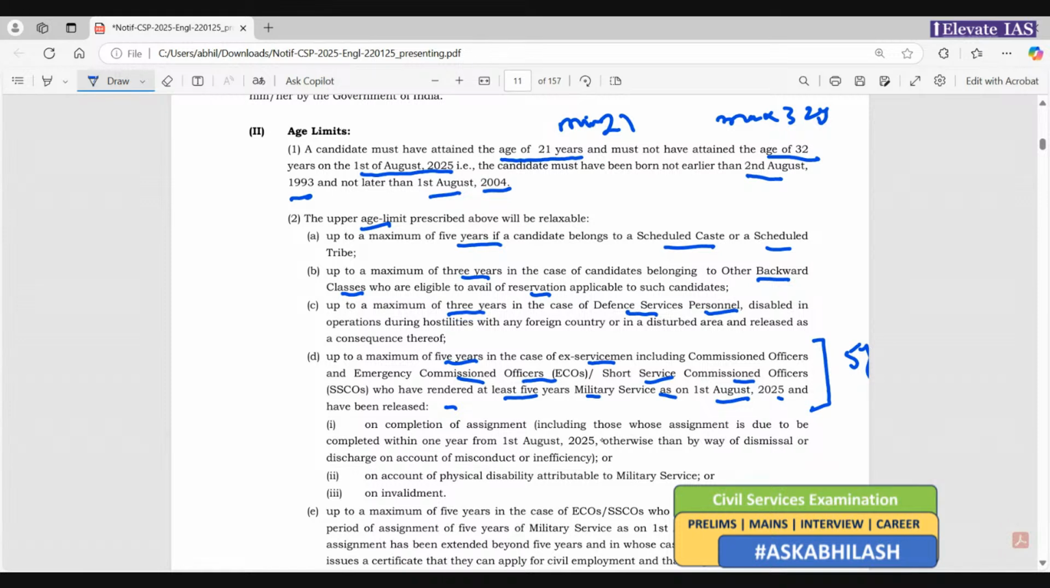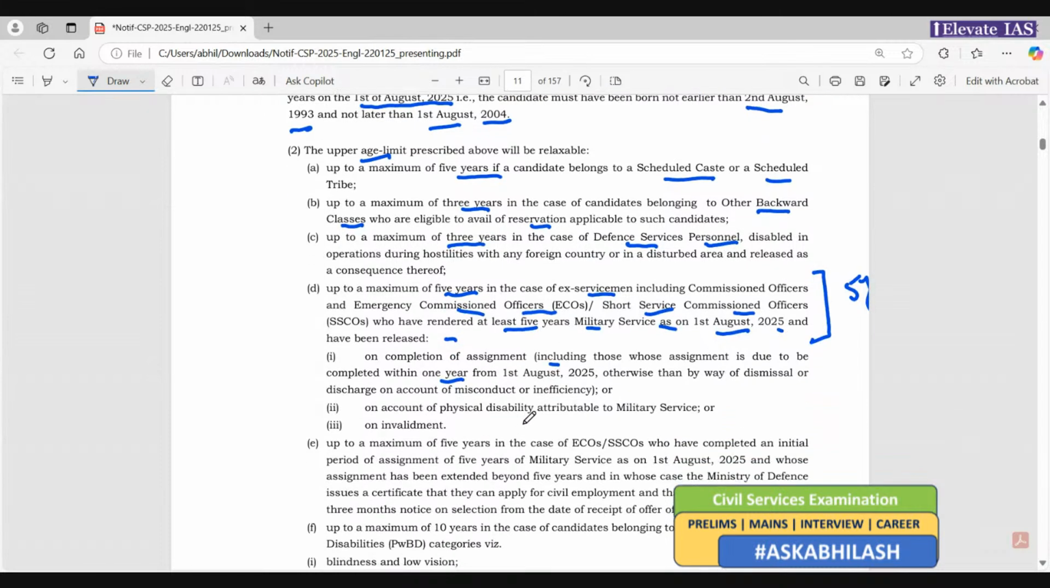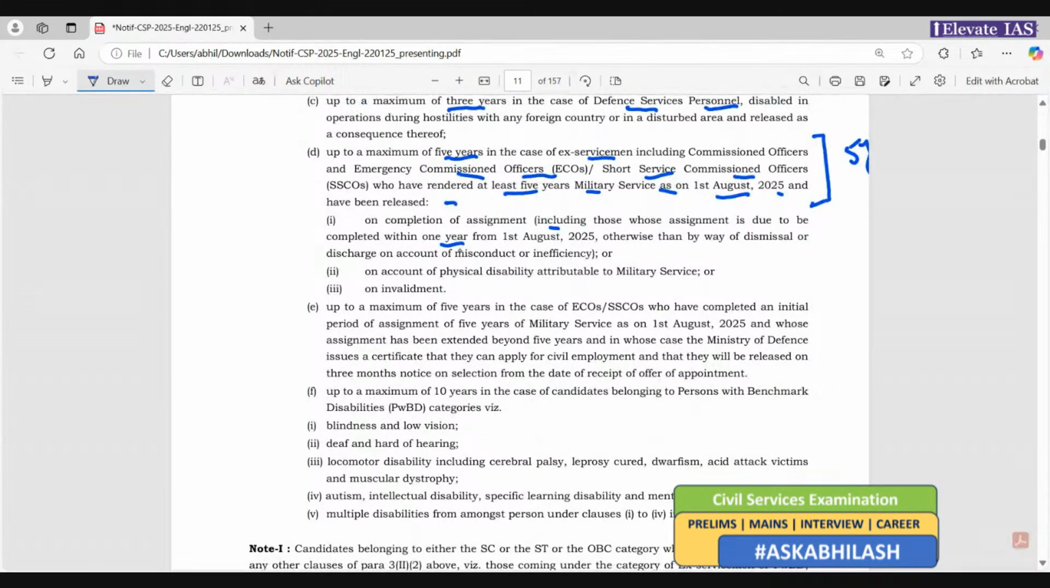So this certificate has to be given, completion of assignment, and then up to maximum 5 years in case of ECOs, SSCOs who have completed an initial period of assignment of 5 years of military service as on 1st August 2025, whose assignment has been extended beyond 5 years, in whose case Ministry of Defense issues a certificate that they can apply for civil employment, and they will be released on 3 months notice on selection from the date of receipt of appointment.